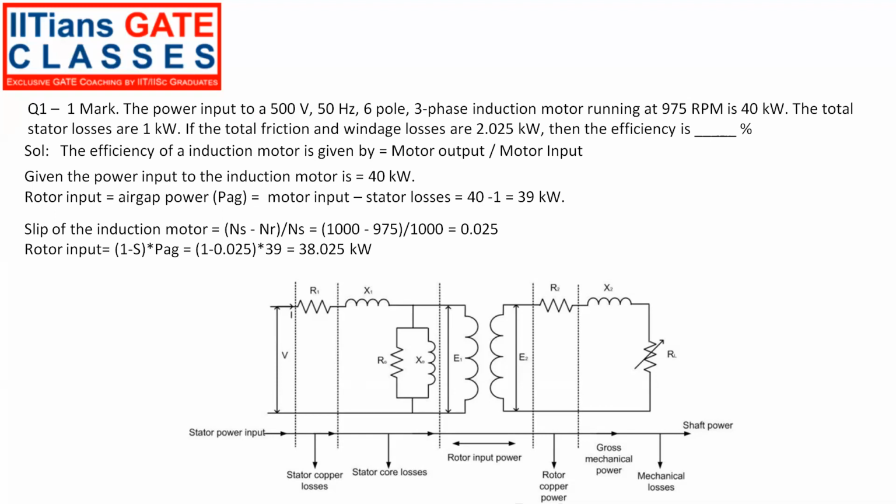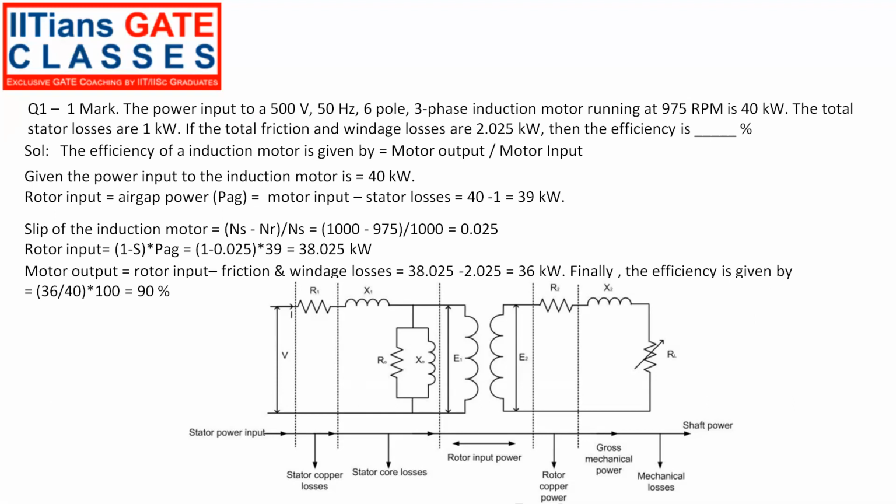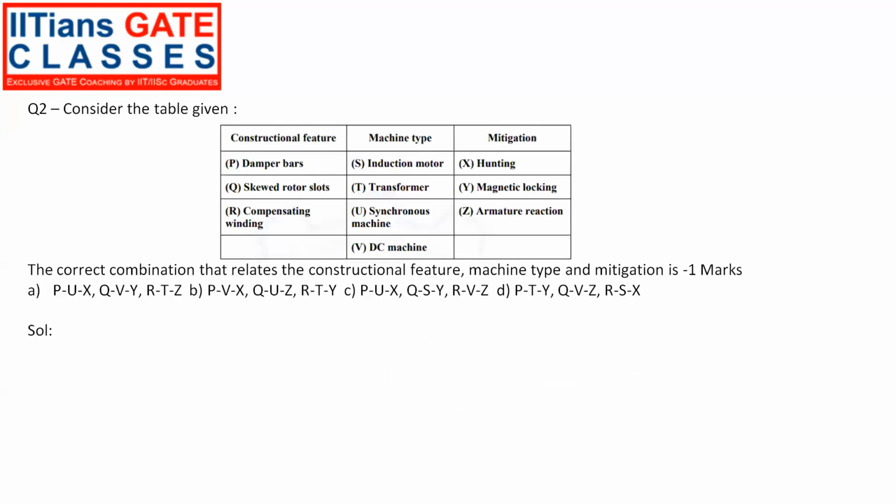They have already given us the mechanical losses, which are the frictional and windage losses. If we subtract these losses from the rotor input power, we get the motor output, which is 36 kilowatt. So we got the motor input and the motor output. The efficiency is given by 36 by 40 into 100, which comes to around 90%. So we'll go to the next question, which is a 1-mark question.